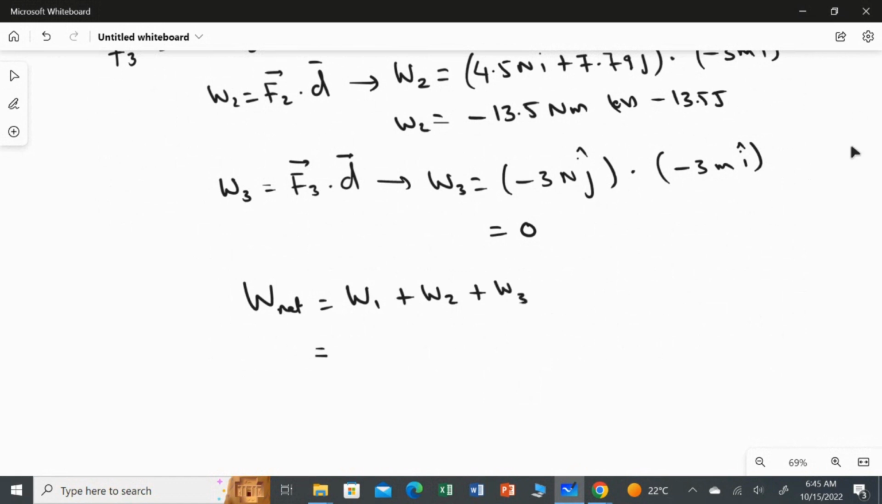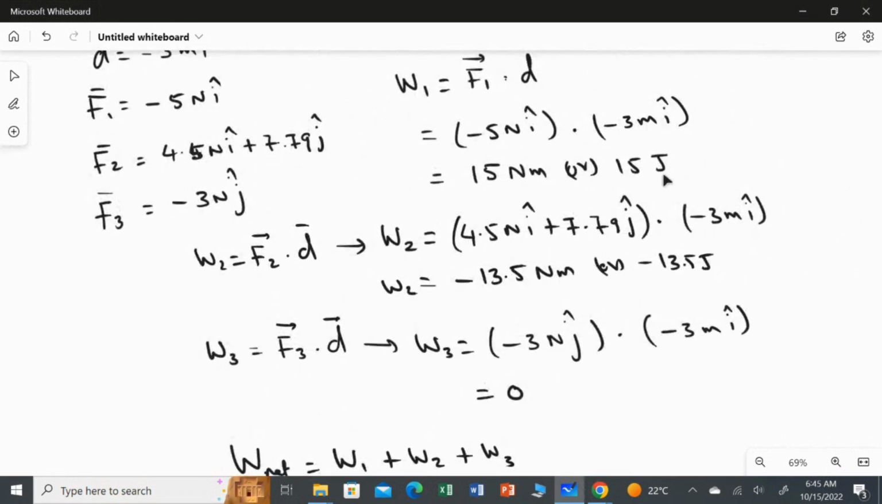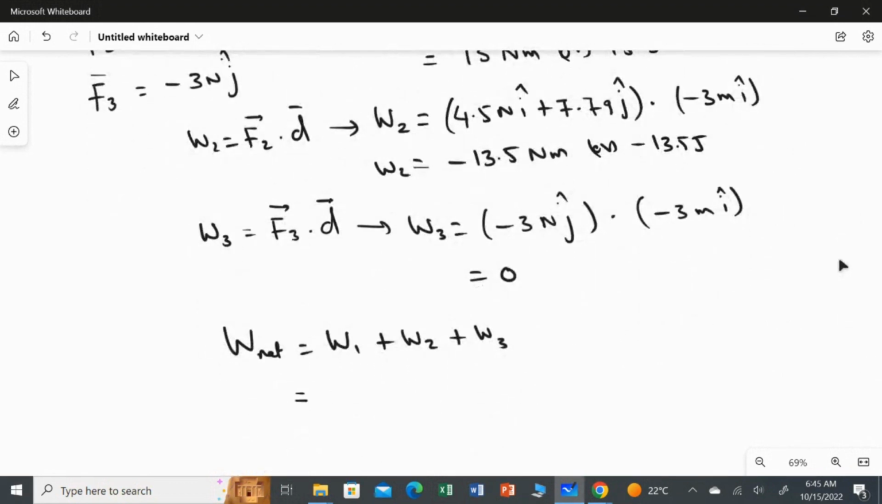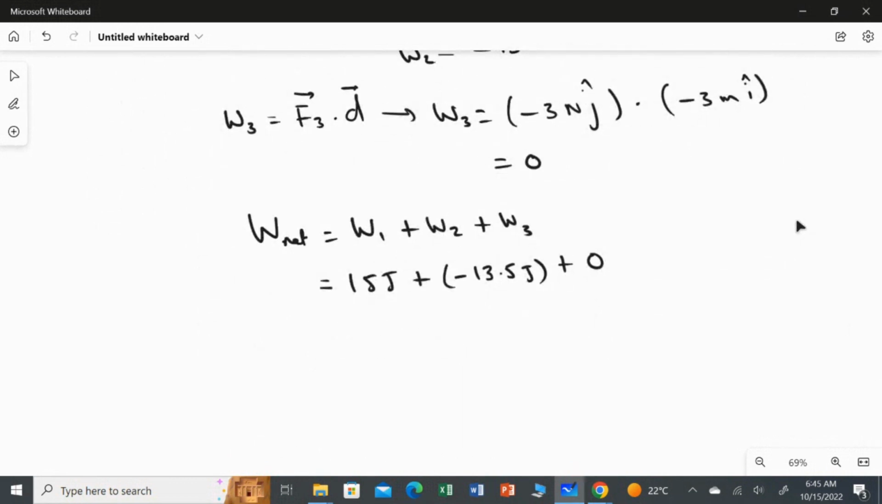So what is the value of W1? I think W1, we got the answer as 15 joules. Plus what is W2? Minus 13.5 joules. And the third work done is 0. So 15 joules minus 13.5 gives the answer of 1.5. So what is the net work done? The net work done is exactly 1.5 joules. So this is the answer for the first part.